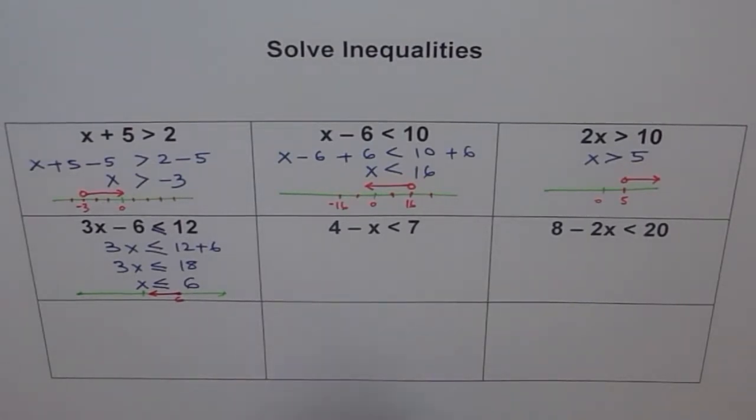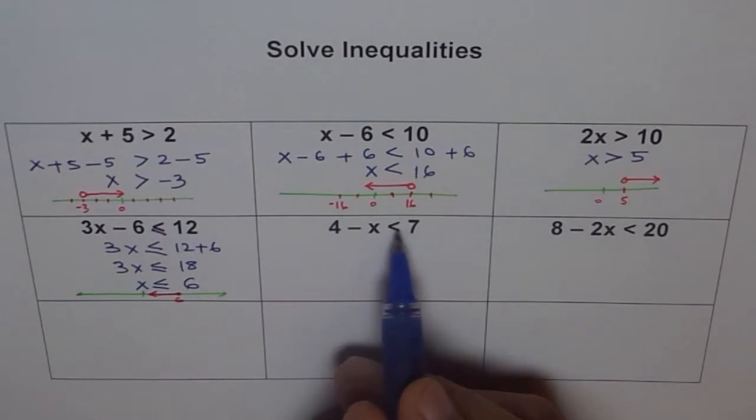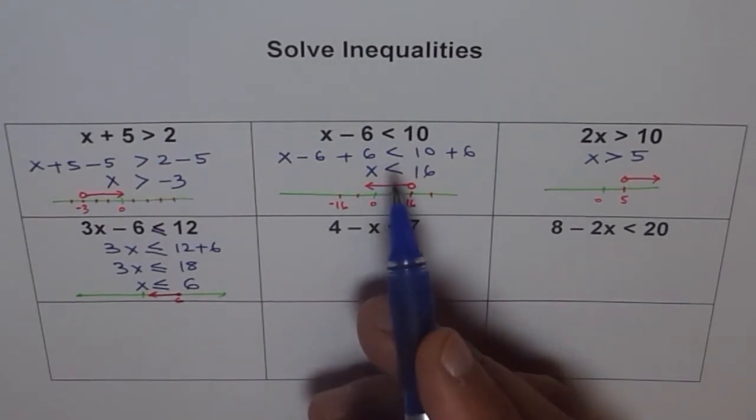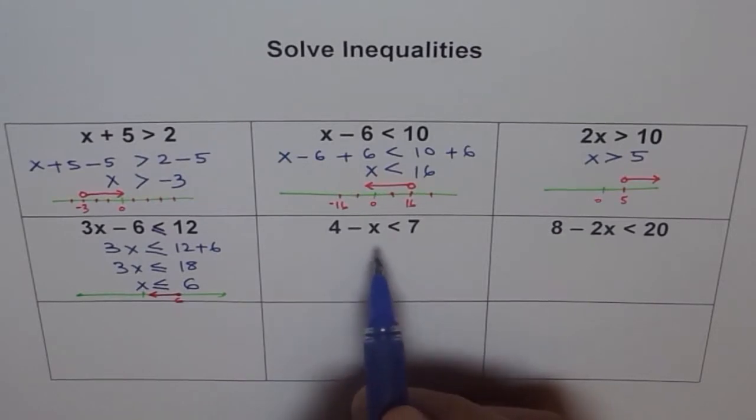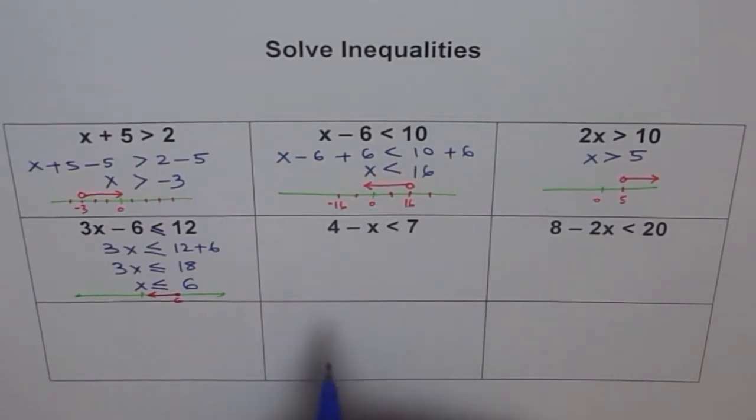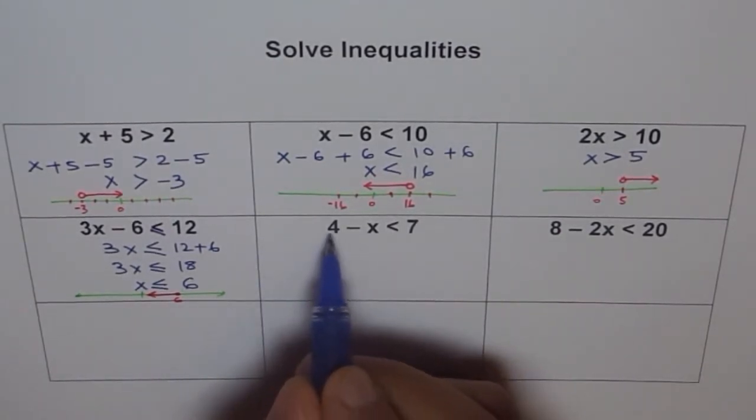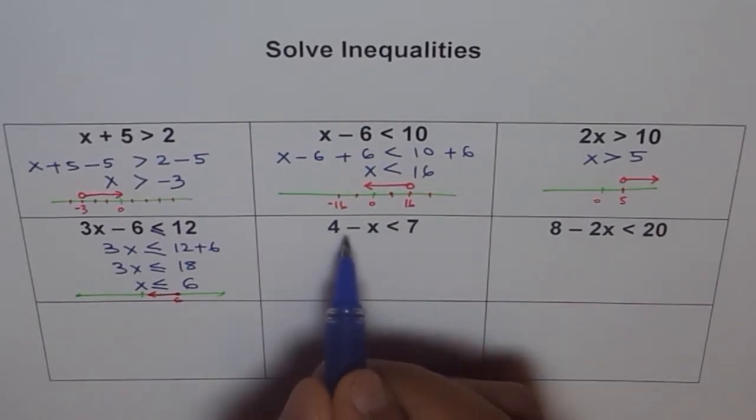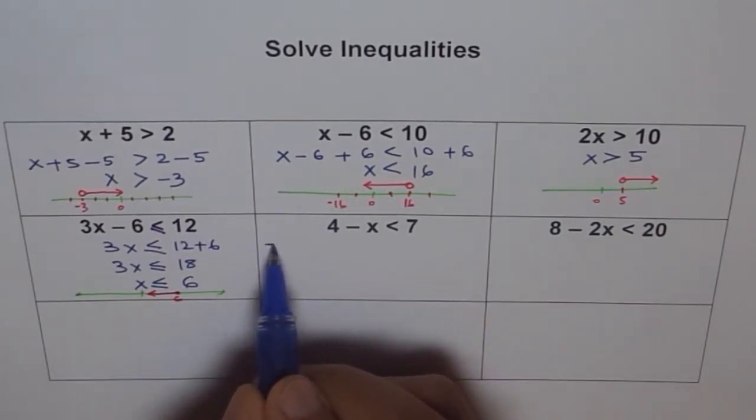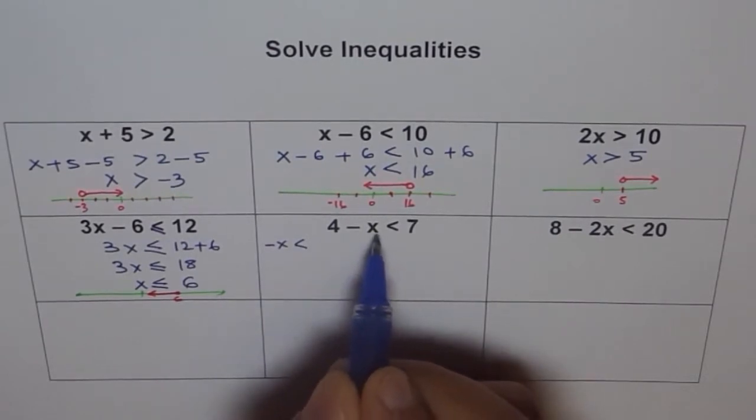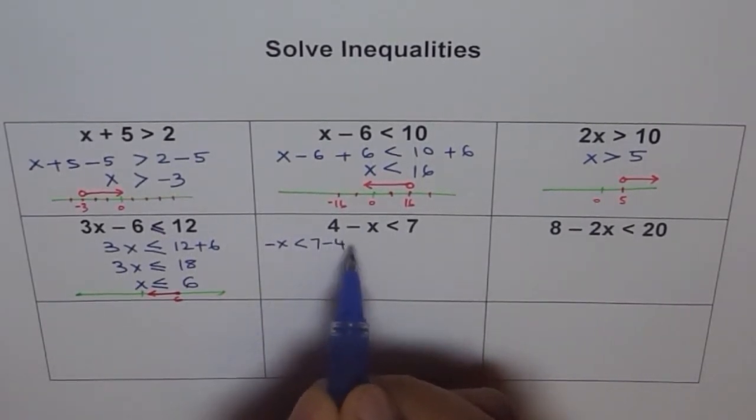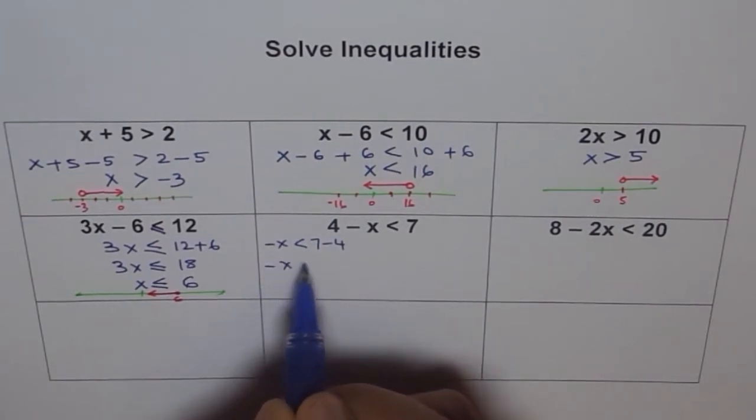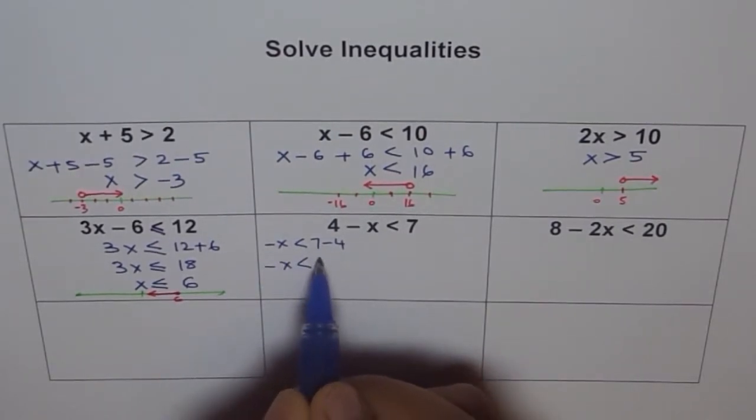Now, 4 minus x is less than 7. This is different from all those and I'll explain how it is different. Let's do it in two different ways. Let me solve it here first. I'll take away 4, so that I get minus x is less than 7 minus 4. What did I do? I took away 4. So I get minus x is less than 7 minus 4, which is 3.